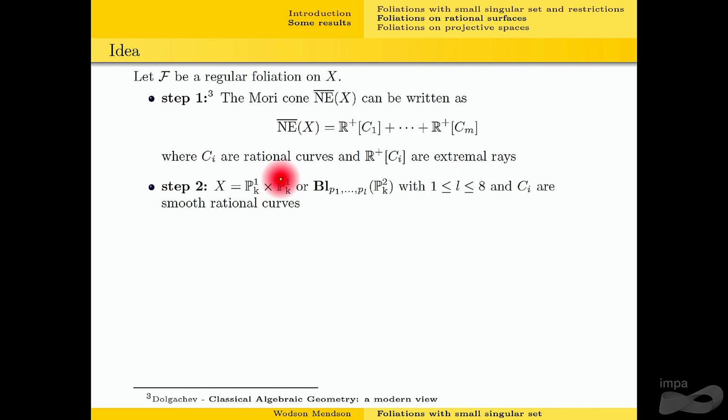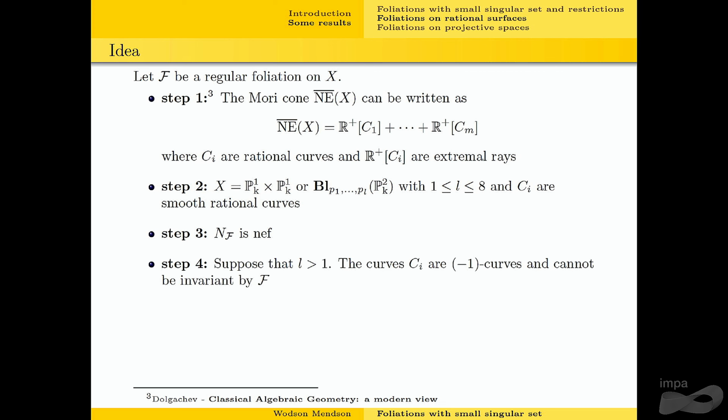So X is P1 times P1 or the blow up of some points, at most 8. And the Ci are smooth rational curves. We can show using intersection formulas that this is in F, the normal boundary is in F. It's sufficient to look at the generators. So we consider cases where this curve is invariant or not. And you conclude that this is in F.